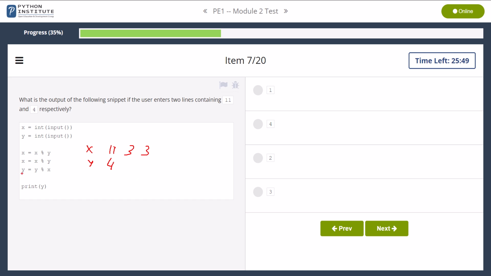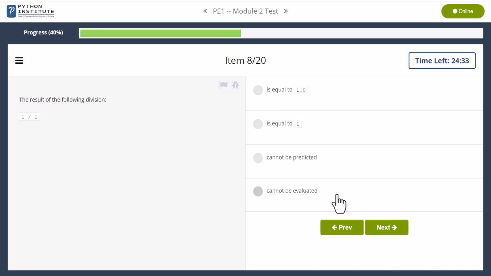And then finally, y equals y modulus x. And 4 divided by 3 is 1 with the remainder of 1. And then we print the value of y, so that value will be printed. I believe the correct answer here is 1. The result of the following division, 1 divided by 1, because this is the float division, then the result will be float as well. It has to be equal to 1.0.